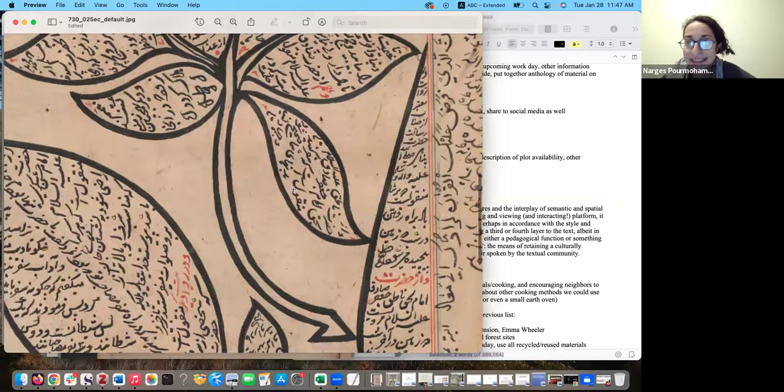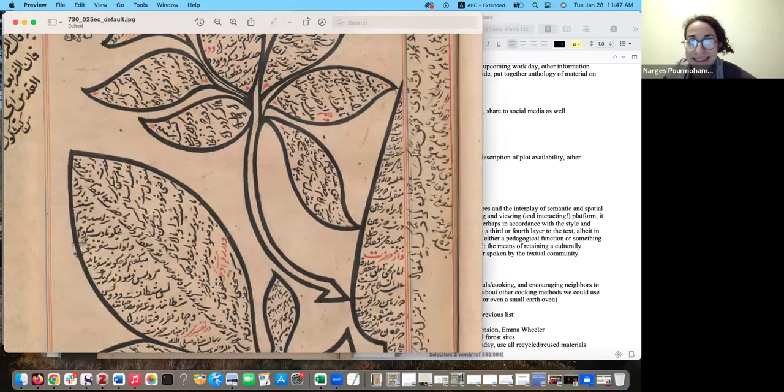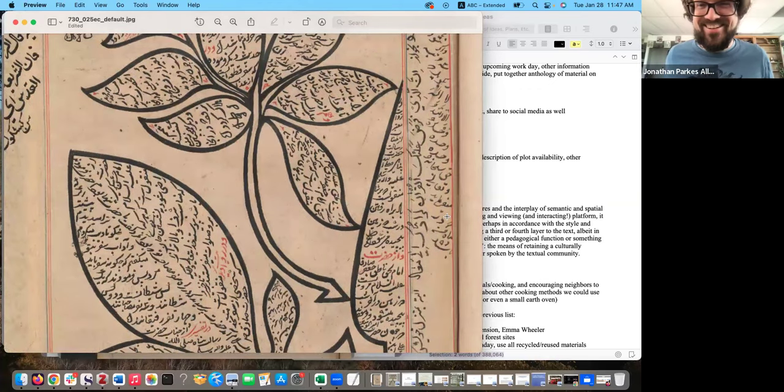But where and when did Haq Subhanahu wa Ta'ala say this? Yeah, I don't know. It's not super clear.